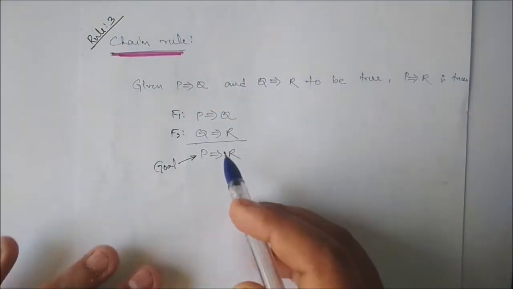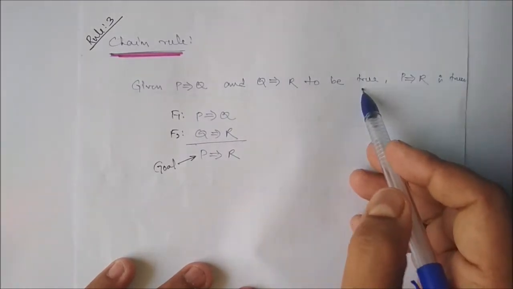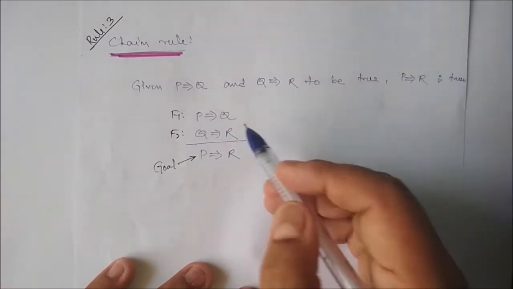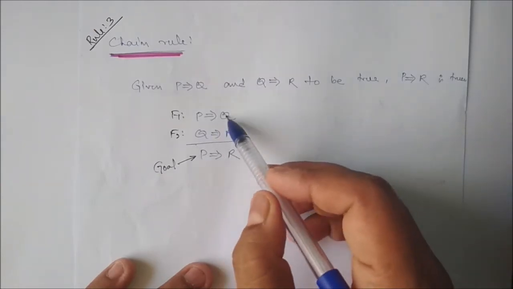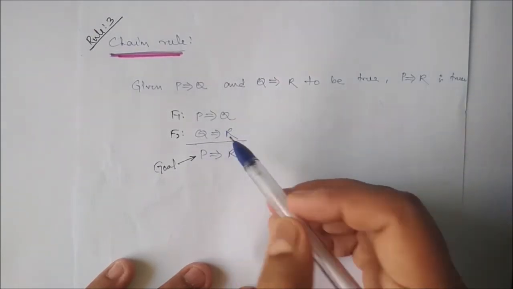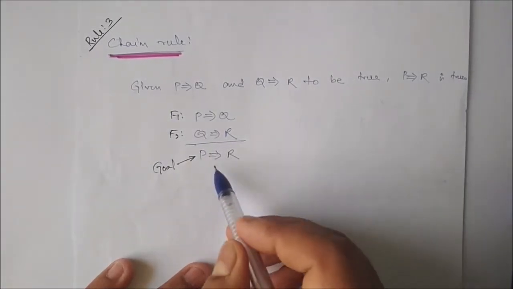Rule number 3 is this: if P implies Q and Q implies R are true, then P implies R is true. So two facts F1, F2 are given: P implies Q is true, and Q implies R is true. Then the goal is that P implies R is also true.